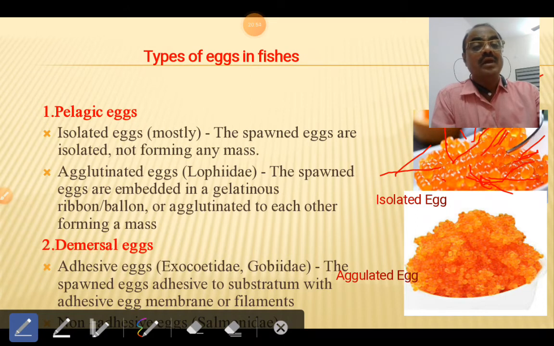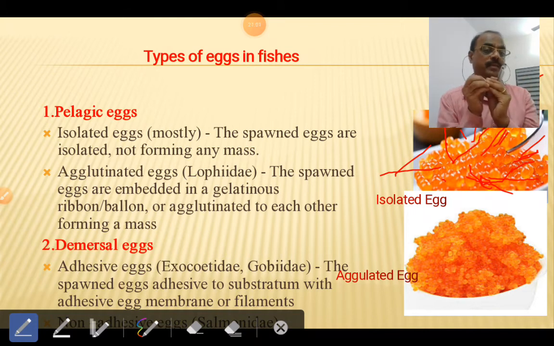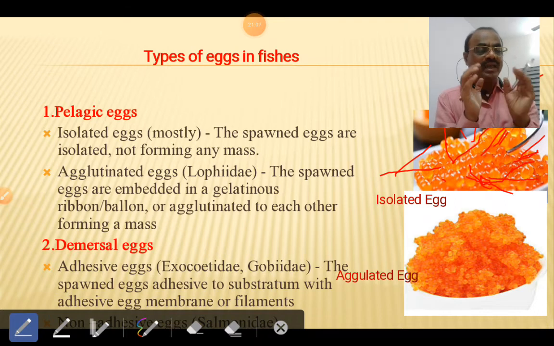The second is called agglutinated eggs. Particularly in the Lipid family, the spawned eggs are embedded in a gelatinous ribbon, or agglutinated to each other, forming a mass.